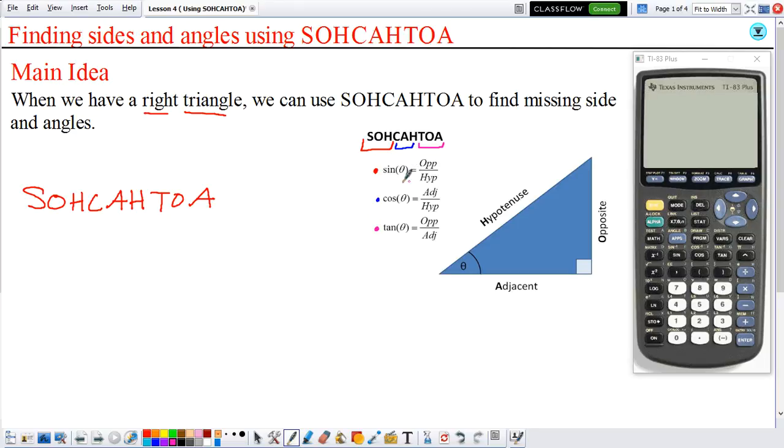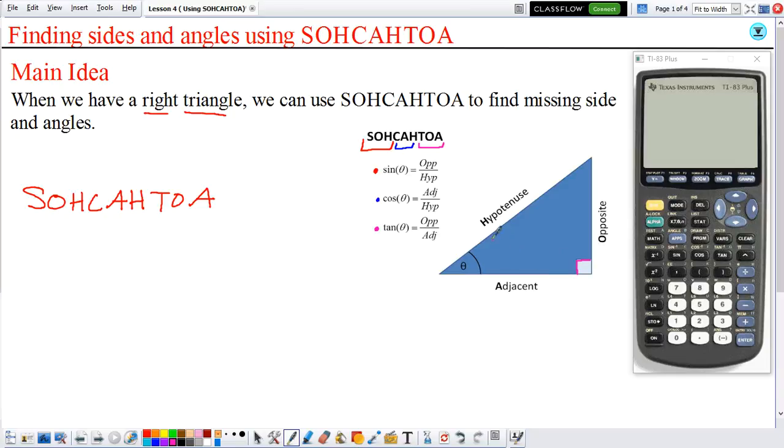We can use these three, you can call them formulas. You can use these three formulas in order for you to find angles and sides of a right triangle, which is pretty important. We need to know that this has to be a right triangle. If this is another type of triangle, we cannot use Sohcahtoa.